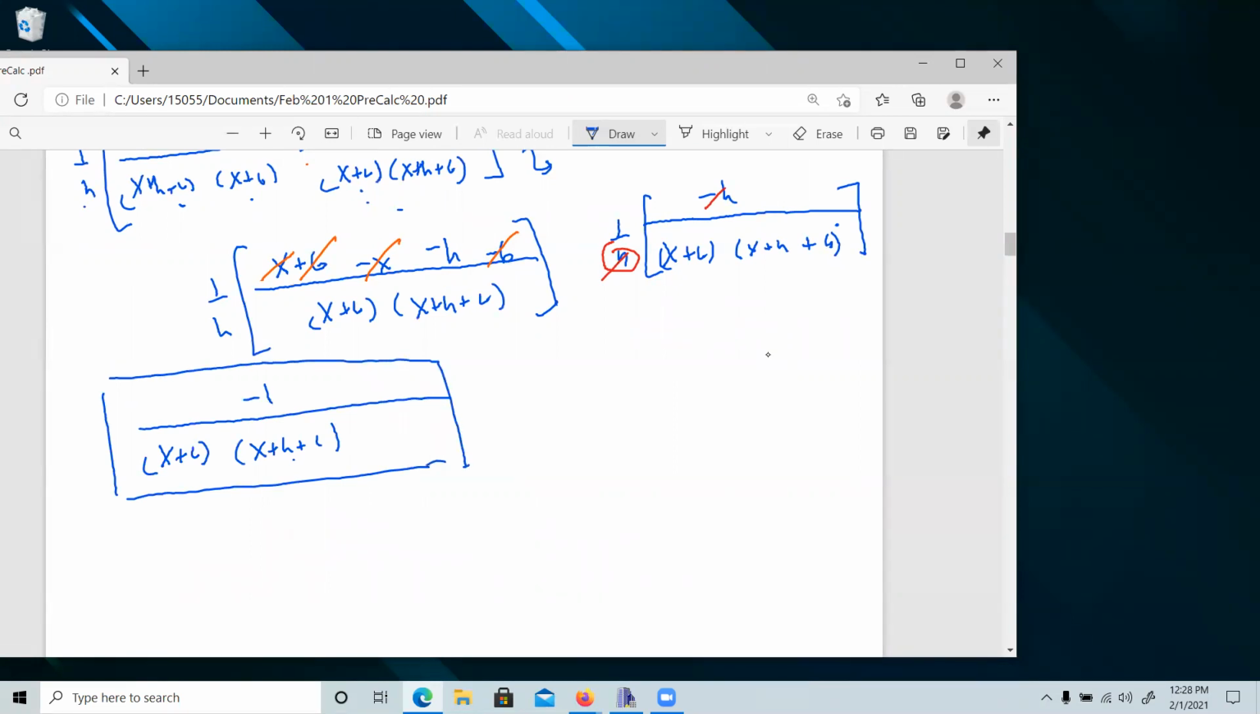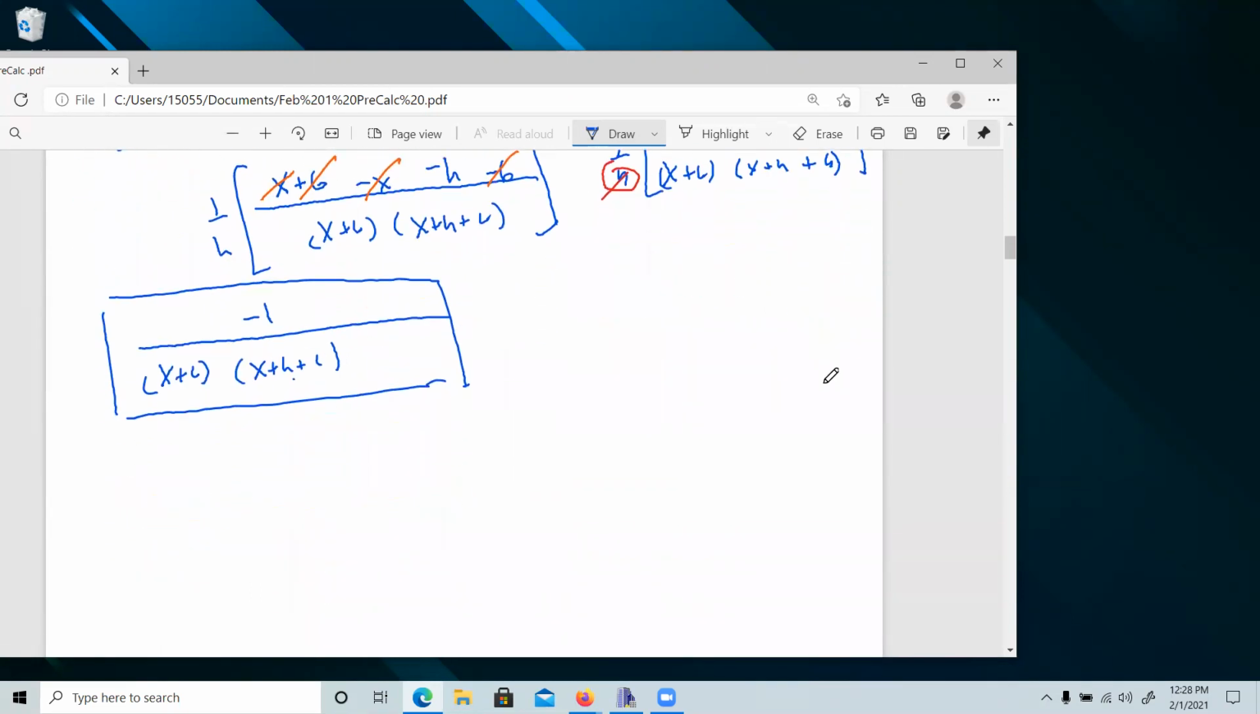That is our answer. What does 1 over x plus 6 look like? That's a horizontal shift of 6 to the left. So we would go 1, 2, 3, 4, 5, 6. And we have a little bit of an asymptote here.